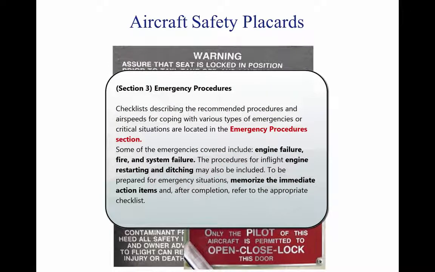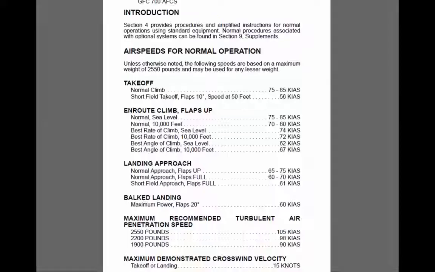Checklists describing the recommended procedures and airspeeds for coping with various types of emergencies or critical situations are located in the Emergency Procedures section. Some of the emergencies covered include engine failure, fire, and system failure. The procedures for in-flight engine restarting and ditching may also be included. To be prepared for emergency situations, memorize the immediate action items and, after completion, refer to the appropriate checklist.